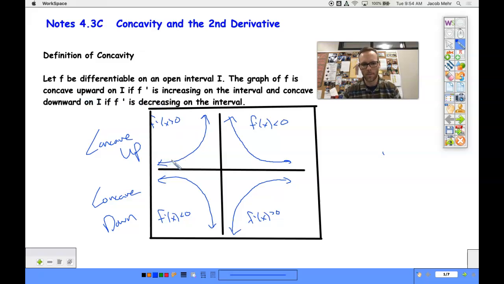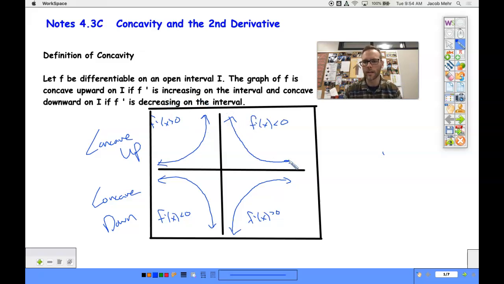So look at the concave up. Notice f prime is positive. I said that because it's an increasing function. But notice how the slope is positive and gets more positive. That means that f prime is positive but increasing. Its slope is positive and gets more and more positive. Okay? f prime is increasing.